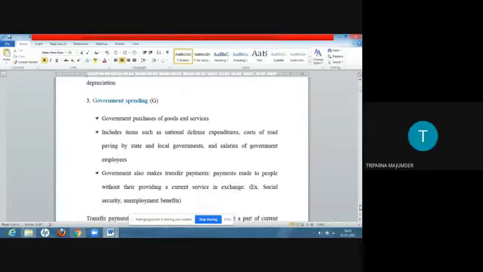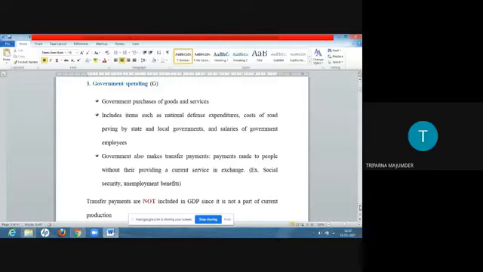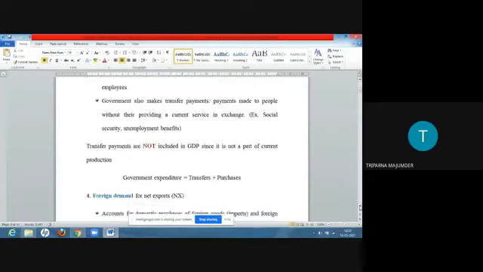Government also makes transfer payments. Now, what are transfer payments? Transfer payments are payments made to people without their providing any current service in exchange. For example, social security and unemployment benefits. So, since there is no current production associated with these payments, transfer payments are not included in our GDP. So, government expenditure has in it as components, transfers and purchases.